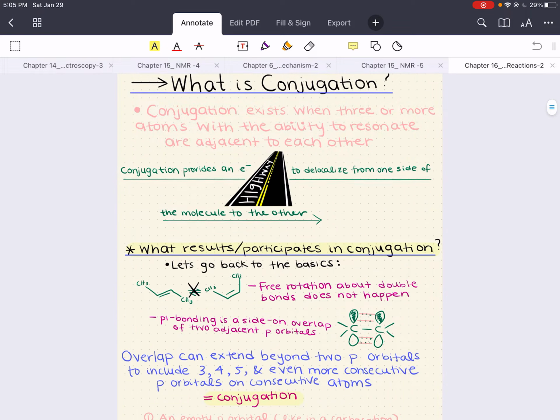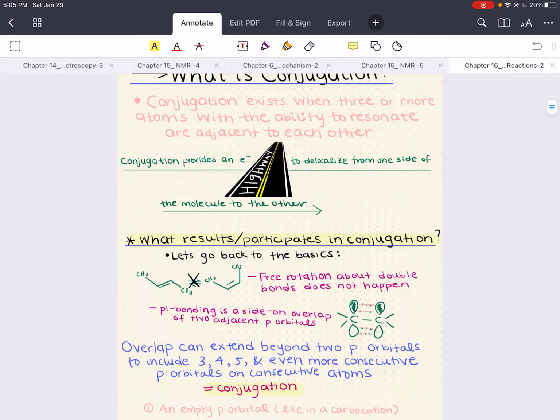topic. What is conjugation? Conjugation exists when three or more atoms with the ability to resonate are adjacent to each other. In other words, it is when three or more p orbitals are next to each other and can join together into this larger pi system, and we're going to elaborate on what this really means.